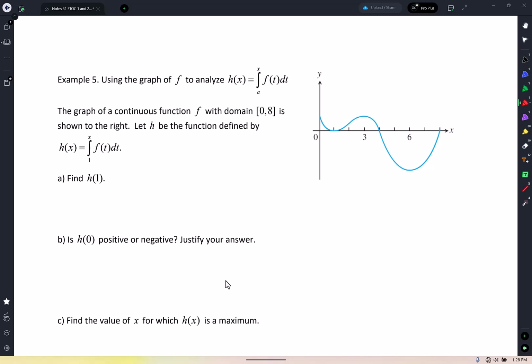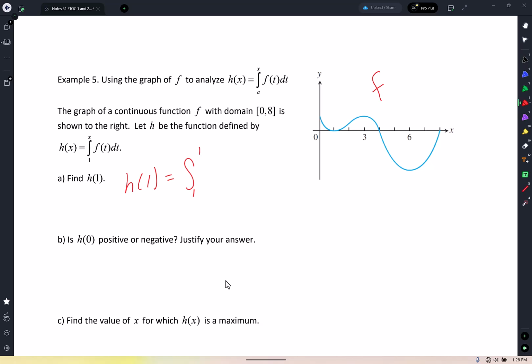All right, check this out. Use the graph of f to analyze h of x equals the integral. The graph of the continuous function f with domain 0 to 8 is shown to the right. So this is f. Let h be the function defined as shown. First letter says, find h of 1. H of 1 is the integral from 1 to 1.